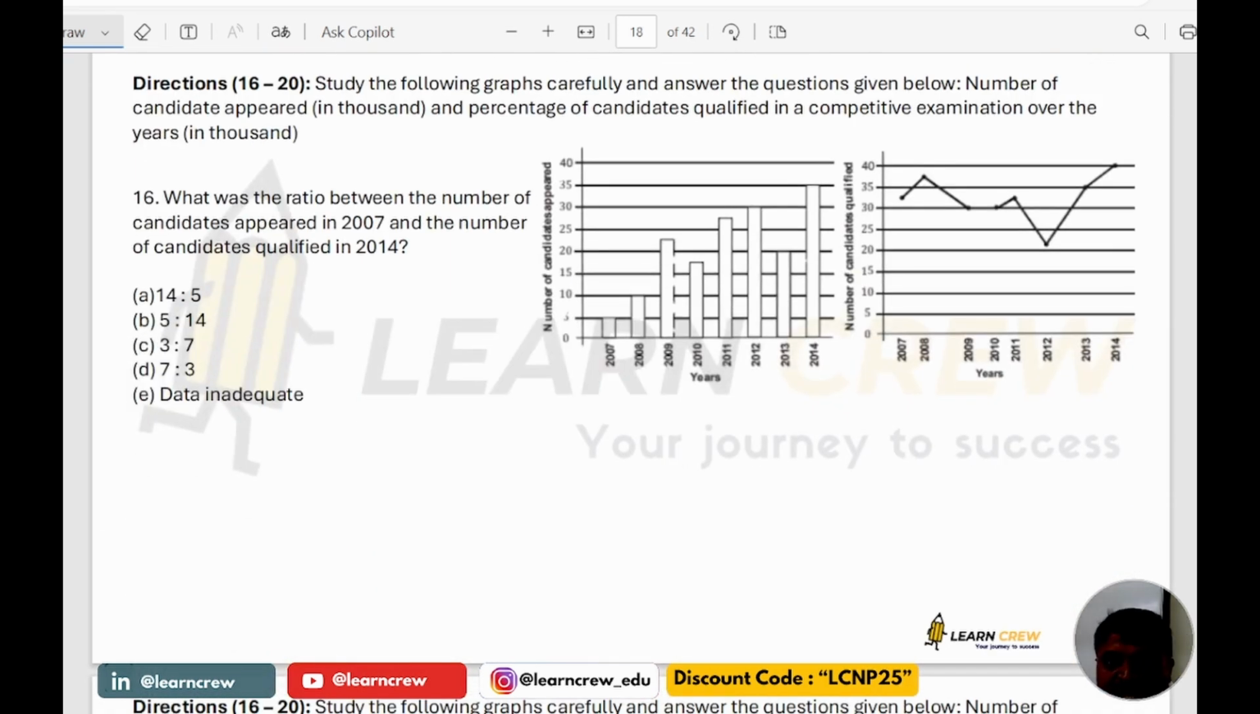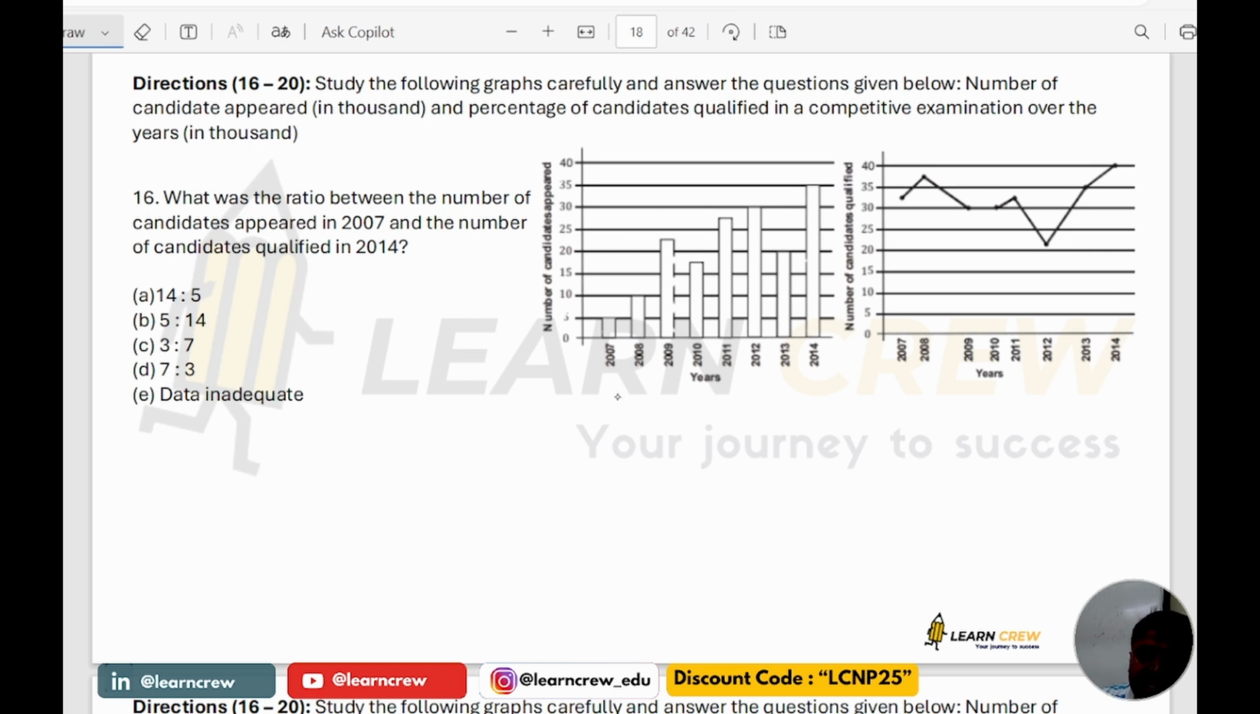Now we have one more graph here. So next graph. What does this graph indicate? Number of candidates appeared, in thousands, and percentage of candidates qualified. The percentage is 5%, 10% like that, and the number of candidates is in thousands. It shows the number of appeared candidates and percentage of candidates qualified in a competitive exam over the years.